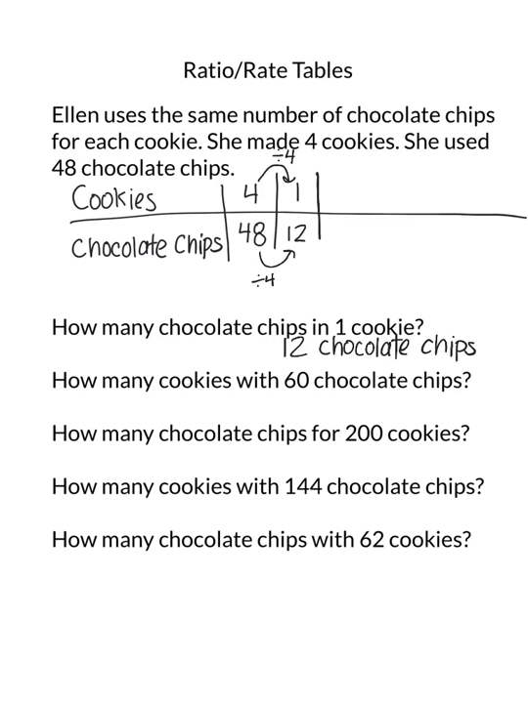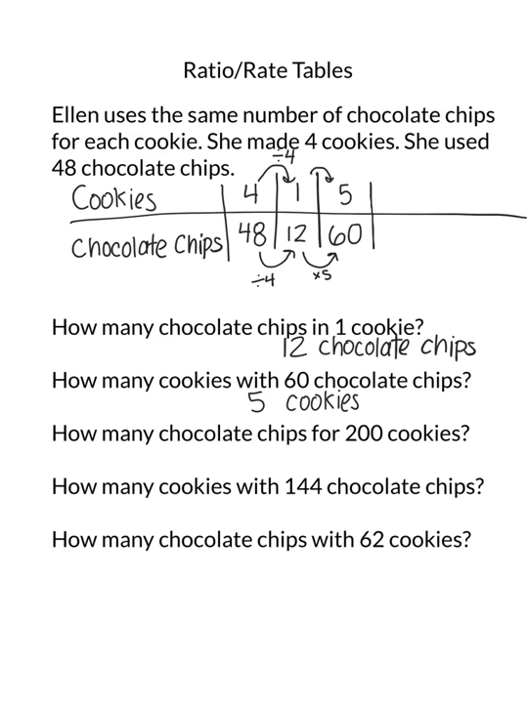Then the next one, how many cookies with 60 chocolate chips? So the next thing I'll fill in is chocolate chips. There are 60. So let's think about the relationship from 12 to 60: times 5. So I'll do the same up here. 1 times 5 is 5. So 5 cookies.